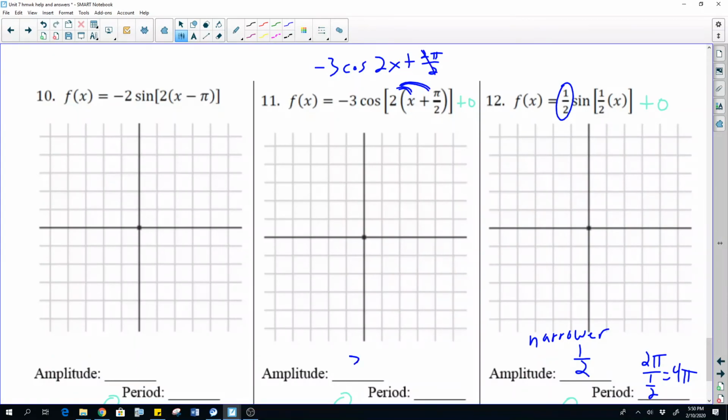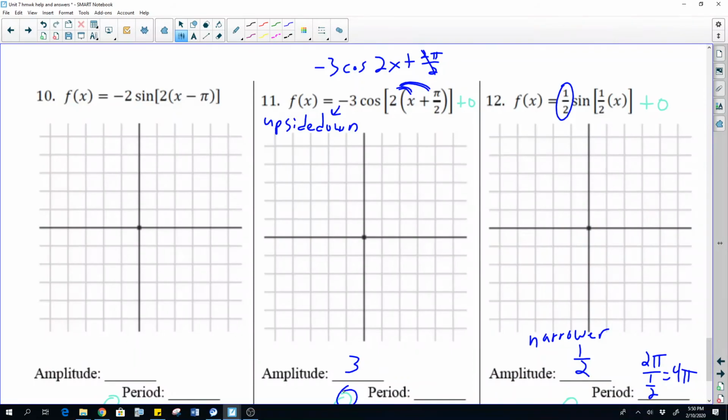So our amplitude is 3. It's not negative. It's always positive. And then that negative symbol just means upside down. So we're going to go ahead and graph upside down for our cosine function there. Awesome. There's no midline, just plus 0 for our midline.